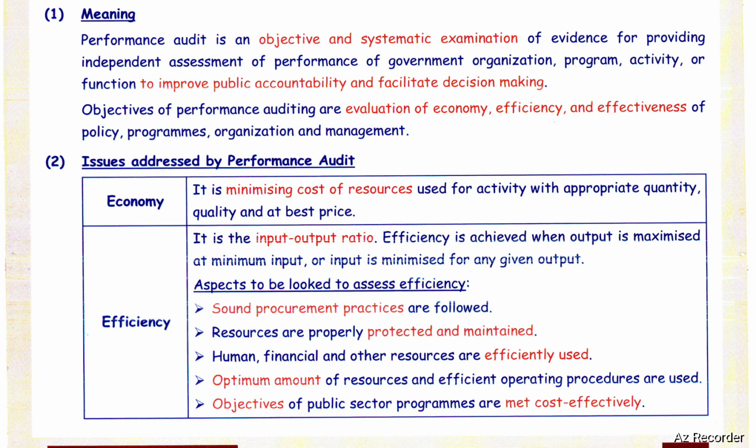Aspects to be looked at to assess efficiency. Sound procurement practices are followed. Resources are properly protected and maintained. Human, financial, and other resources are efficiently used. Optimum amount of resources and efficient operating processes are used. Objectives of public sector programs are met cost effectively.